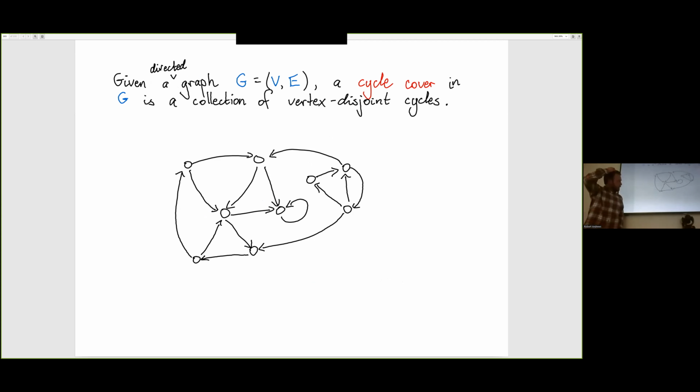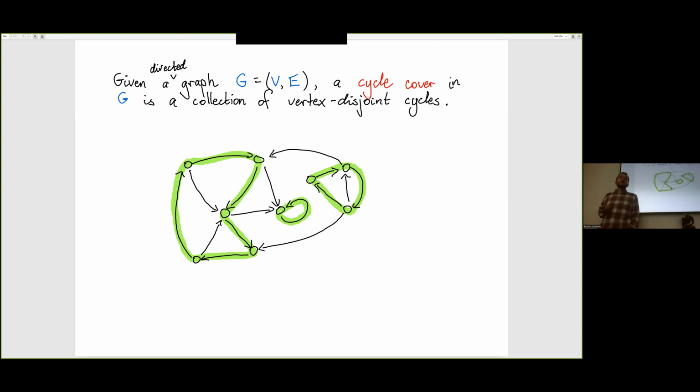So a bit of a digression. I have a directed graph G. A cycle cover in this graph is just a vertex disjoint collection of cycles. So for example, here's a cycle cover in this graph. All these highlighted edges, they're vertex disjoint. Oh, and these cycles should span the vertices. I forgot to write that, but they should definitely span the vertices.